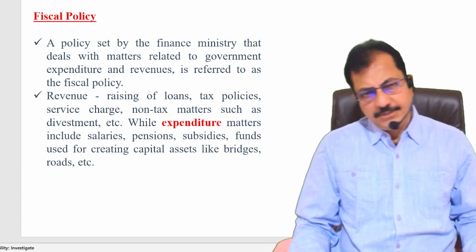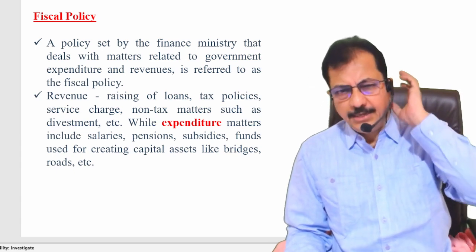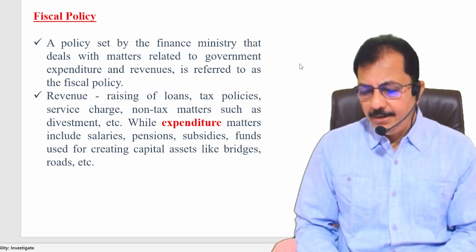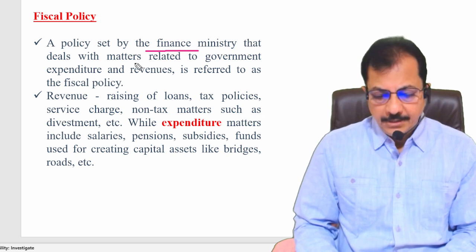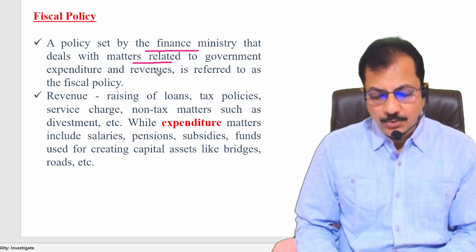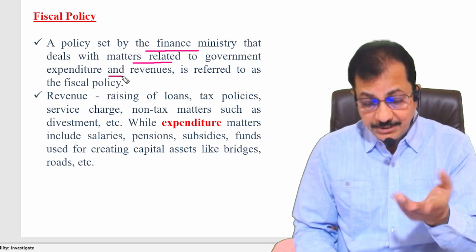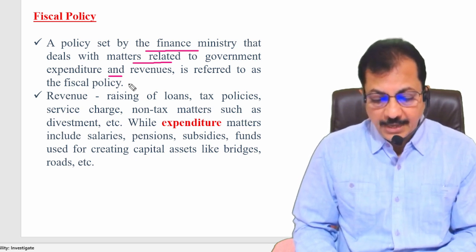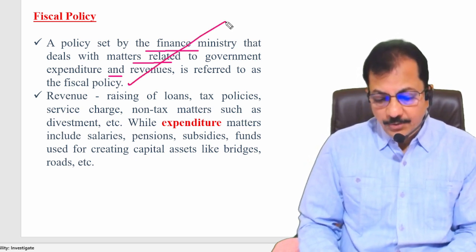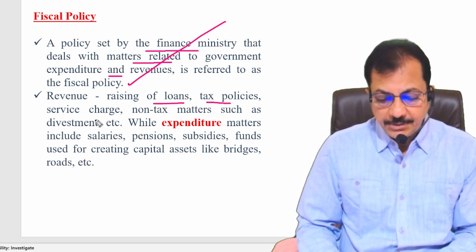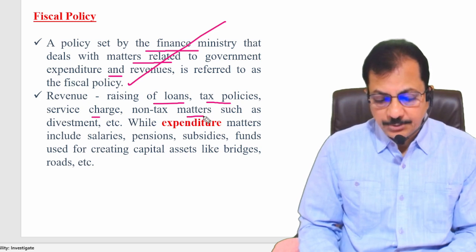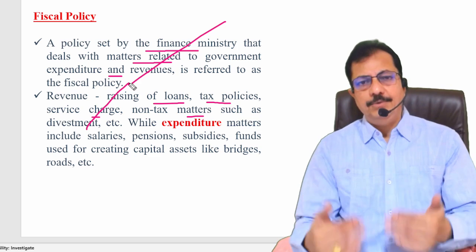Next is the fiscal policy. Anyways, we are going to discuss it in an elaborate manner later, right? And let me tell you a few points here. A policy set by the finance ministry that deals with matters related to government expenditure and revenue budget is referred to as fiscal policy. How are you getting the revenue? Raising loans, tax policies, service charges, non-tax matters, such as disinvestment. All these are bringing revenue to the government.